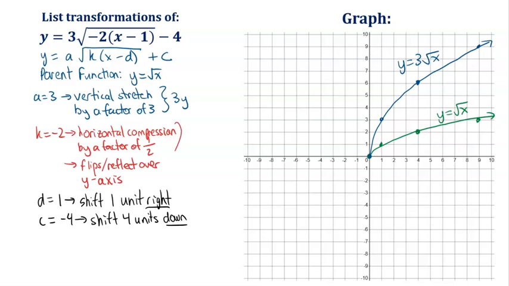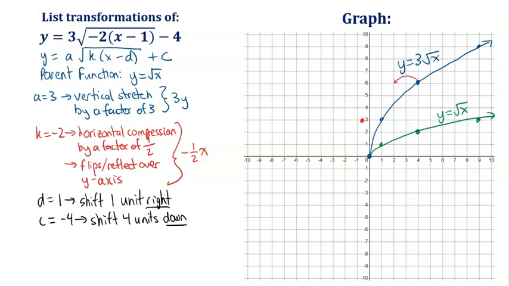Now it's a horizontal compression by a factor of a half, and it flips or reflects over the y-axis. So in essence, what we're doing is we're multiplying the x values by -1/2. But let's just see how that applies one piece at a time. So the horizontal compression by a factor of half says we're going to multiply the x values by a half and then flip it over the y-axis. So instead of being a half, it becomes -1/2.